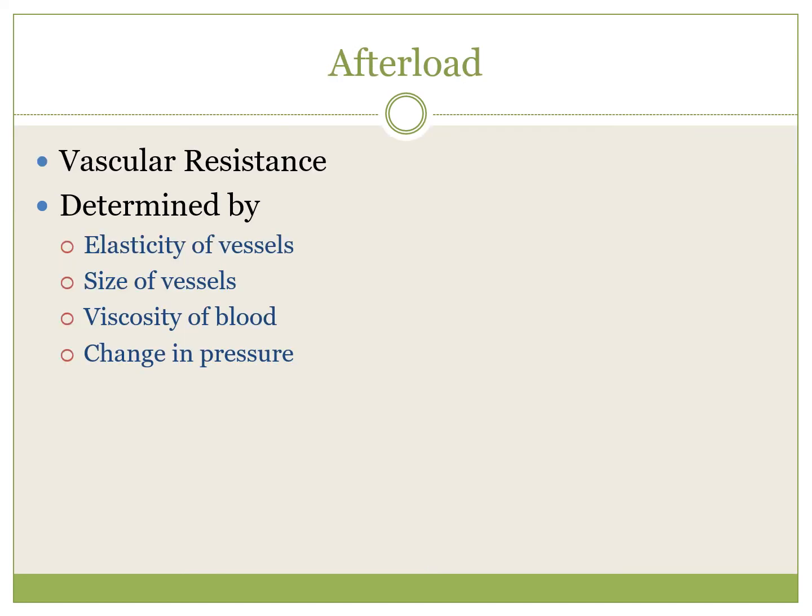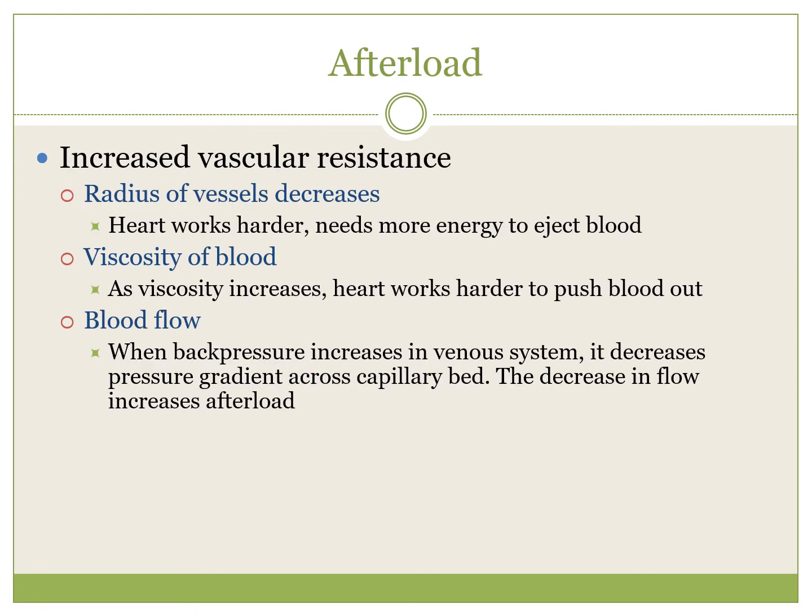So vascular resistance, peripheral vascular resistance, is determined by elasticity of the vessels, which we look at as compliance of the vessels, the size of the vessels, again the diameter, the radius of the hose, the viscosity of the blood, and then the change in pressure, or the driving pressure. When we look at the radius of the vessel, obviously a decrease in the radius is going to make the heart work harder and need more energy to eject that blood.